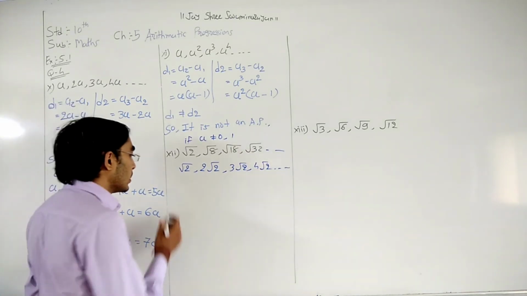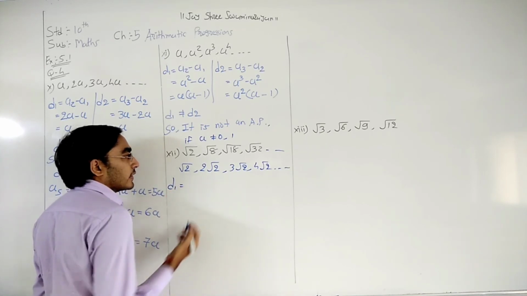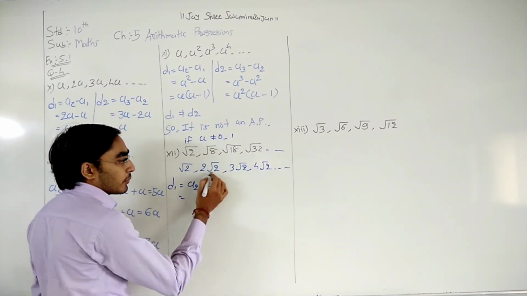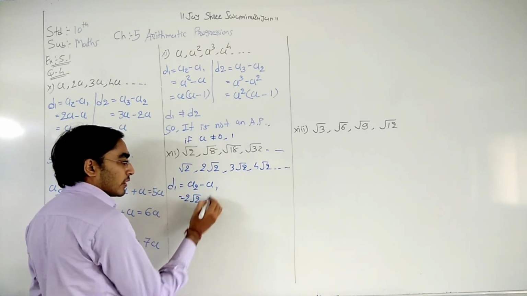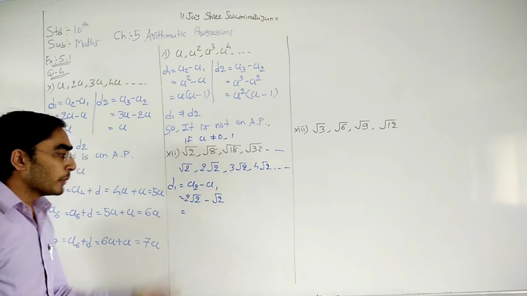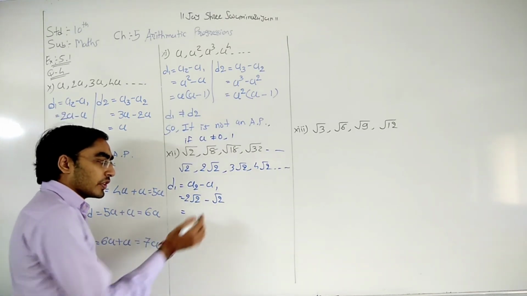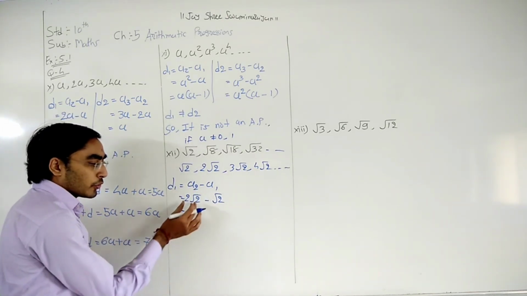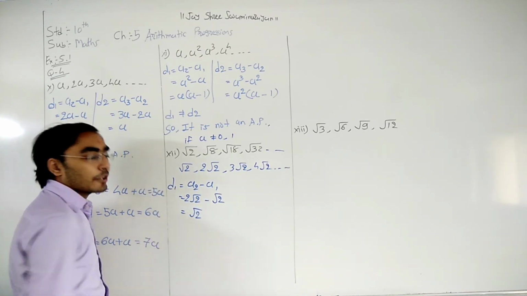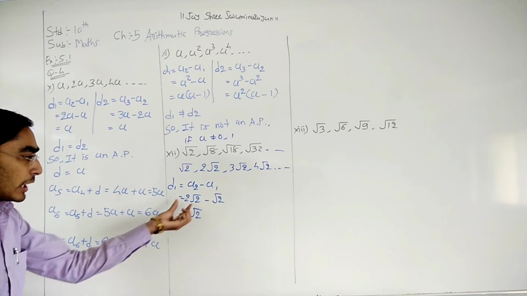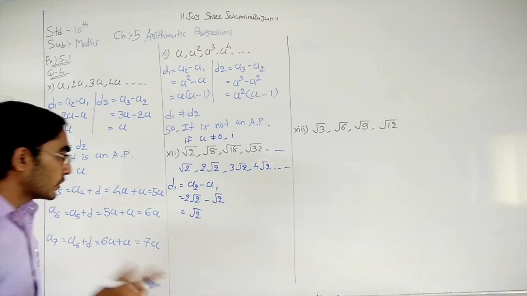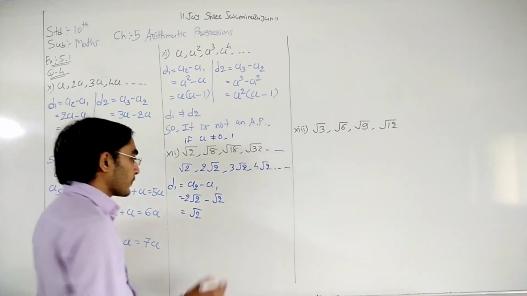Okay, so first the common difference D1: second term minus first term. Second term 2 under root 2 minus first term under root 2. Now 2 under root 2 minus under root 2, we can consider as 1 under root 2. So 2 times under root 2 minus 1 time under root 2 is 1 time under root 2. This is our first common difference.